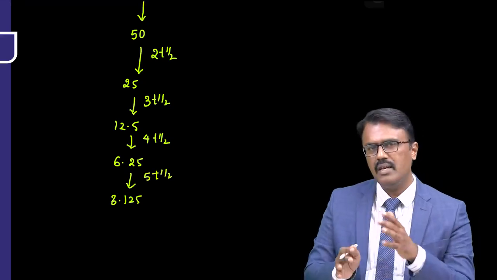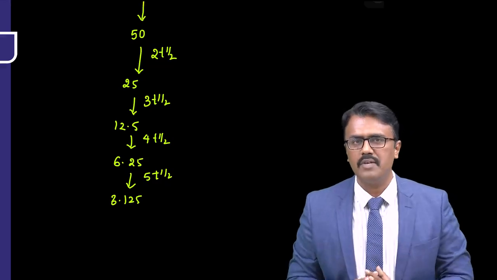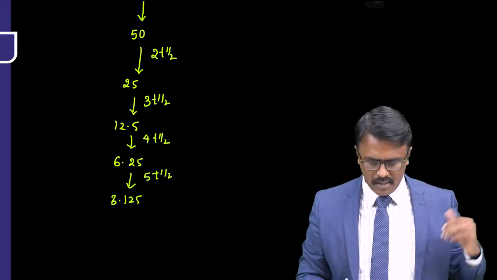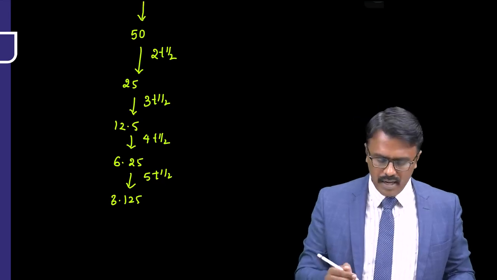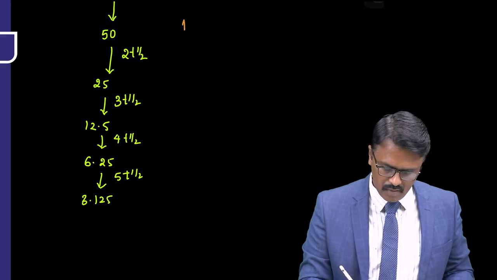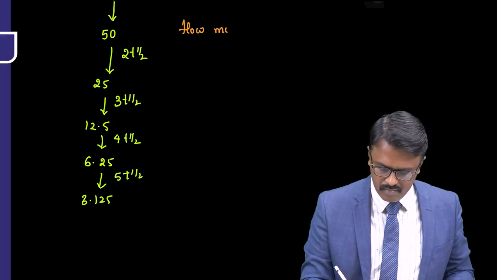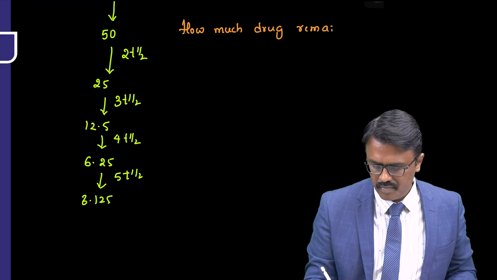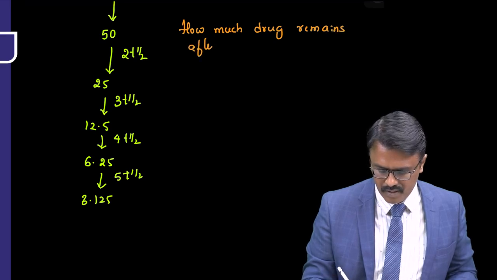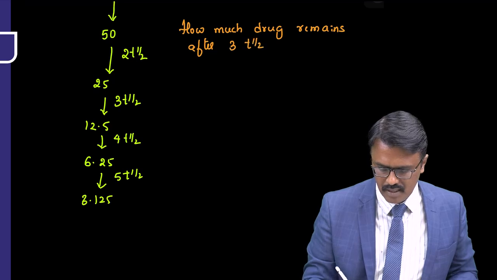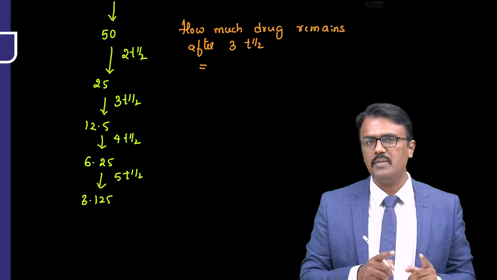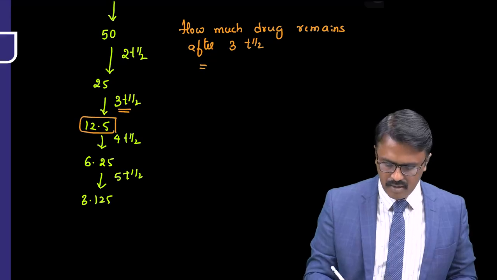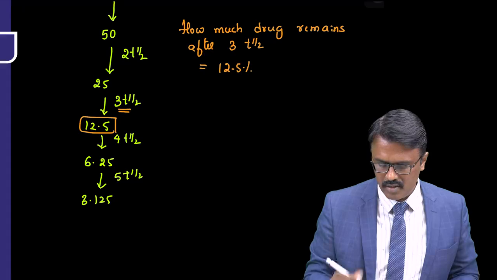So clinically, if you want to eliminate the drug, how many half-lives are required? It is around 4 to 5 half-lives. Mathematically, if you take it, it takes longer. So it takes 4 to 5 half-lives. So if they ask in the exam, how much drug remains after 3 half-lives? Can you answer this question? How much drug remains after 3 half-lives? After 3 half-lives, the drug remaining is 12.5%. It is around 12.5%.